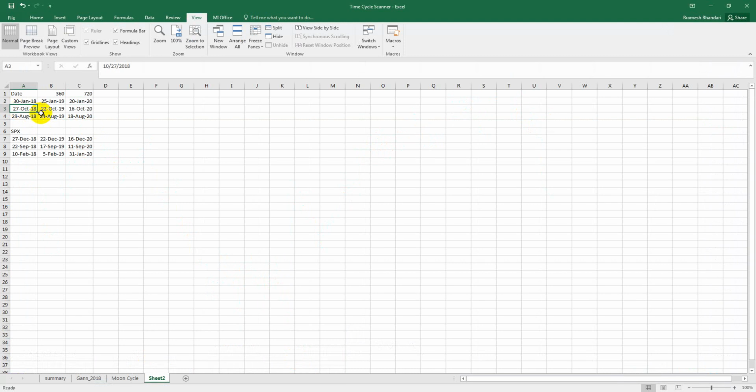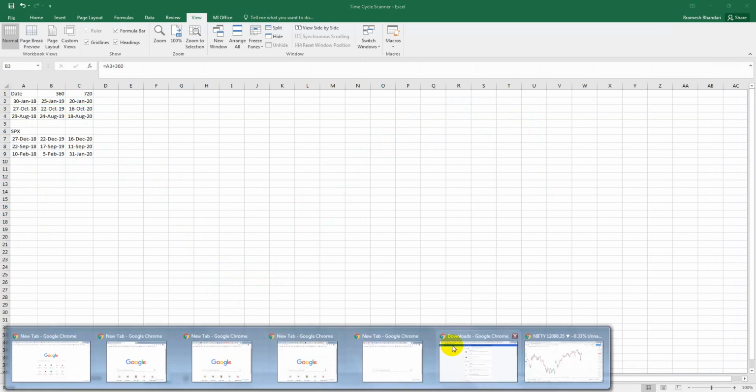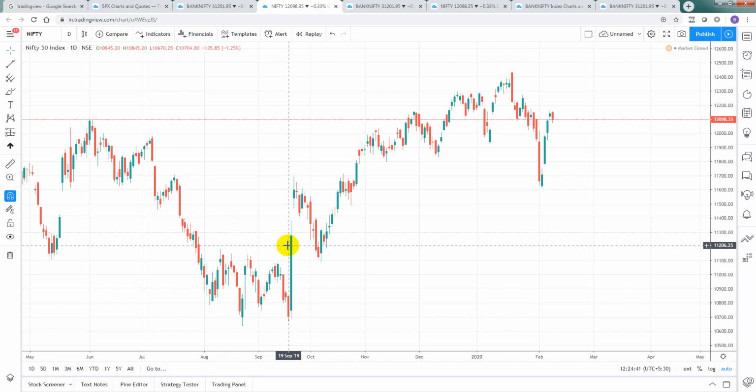On 26th October 2018, we made a bottom at 10,004. So if we add one day, 27th October, and add 360, we get 22nd October 2019 and 16th October 2020. 16th October 2020, you can watch out for. 22nd October 2019, let's see what happened on that day. 22nd October 2019 is this particular date. You can see here, again, it made a top. It corrected for 2 days, and once this high was taken out, from there we had a very good rally.